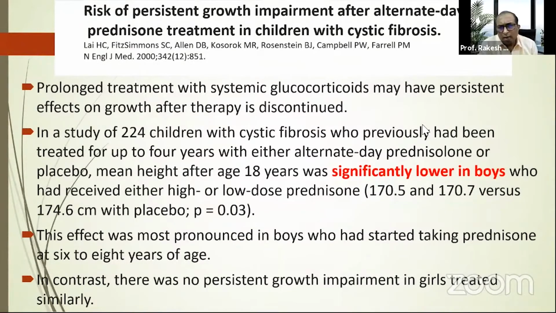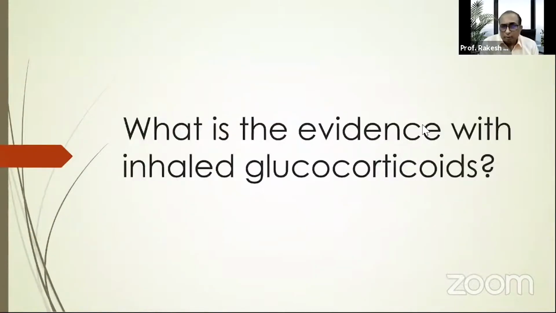The mean height after age 18 was significantly lower in boys who received either high or low dose prednisone versus those who received placebo. And this effect was most pronounced in boys who started taking prednisone at an earlier age, between 6 to 8 years of age. In contrast, there was no persistent growth impairment in girls who were treated similarly. So this is something interesting, which shows that the effects persist for a long period of time.